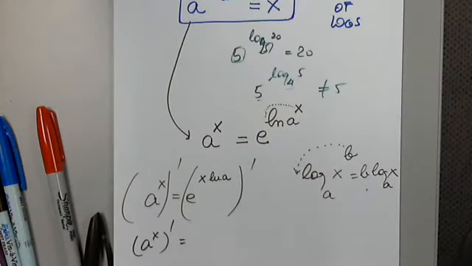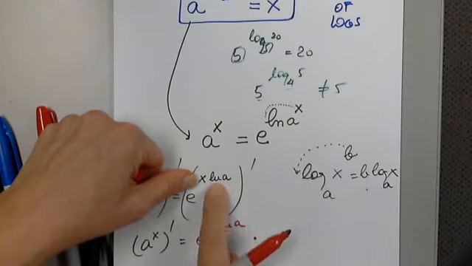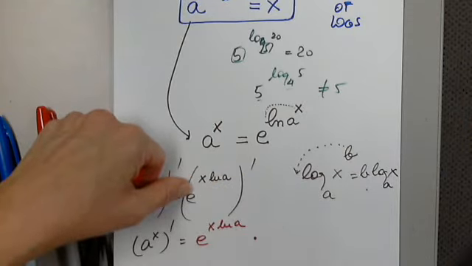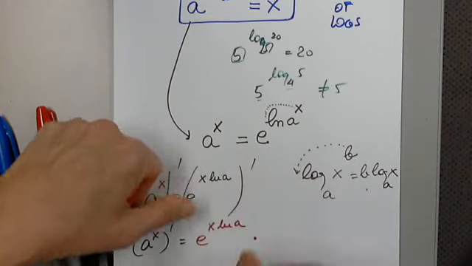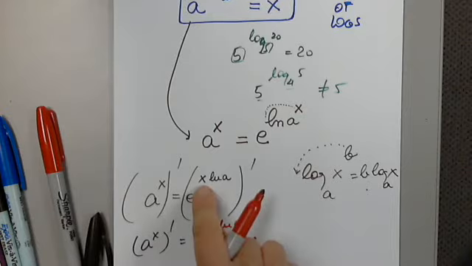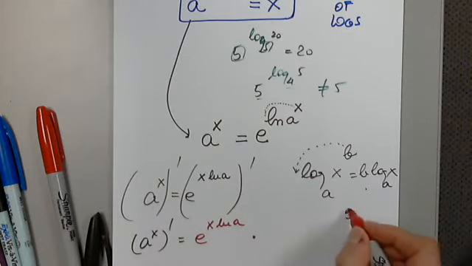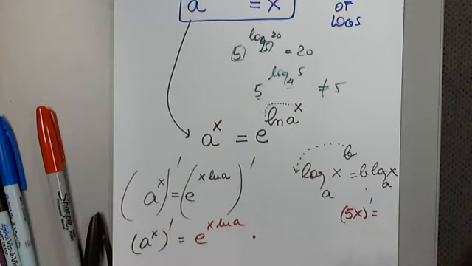Very good. So then, e to the function prime is e to x natural log a multiplied by the inner function prime. But this is a constant. This is like saying 15x. Natural log a is a number. So when I differentiate this, what do I get? 1 times this. So how do I differentiate 5x? What do I get? Good.